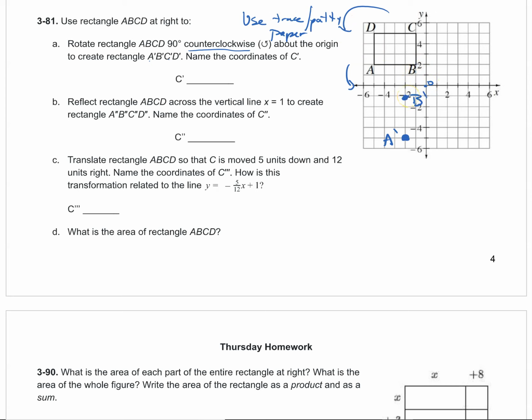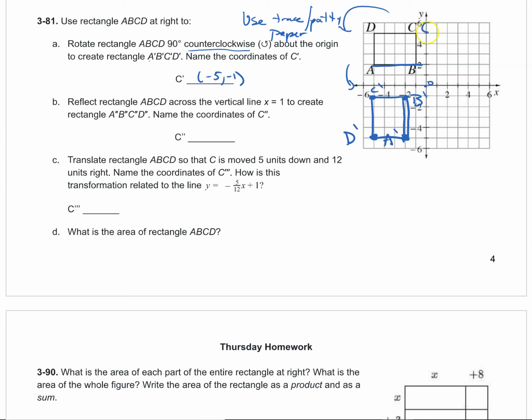There's B. Okay? So, this side of the rectangle comes down here. Then C, we're using patty paper, trace paper. There's C, and then just kind of process of elimination here. D has to be right there. Name the coordinates of C prime. C prime is going to be -5, -1.